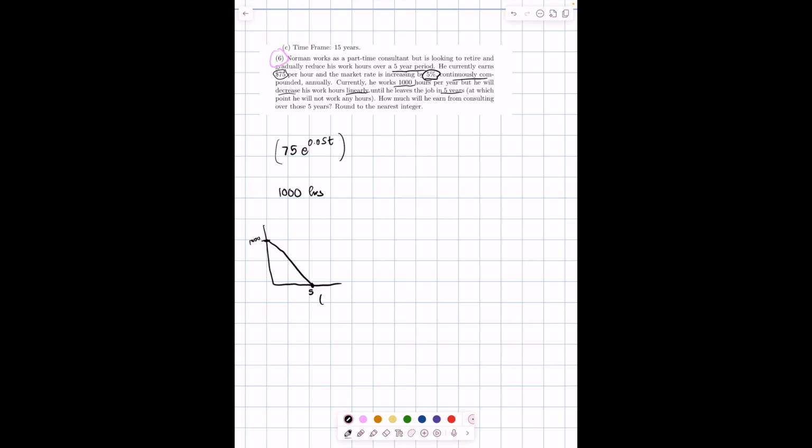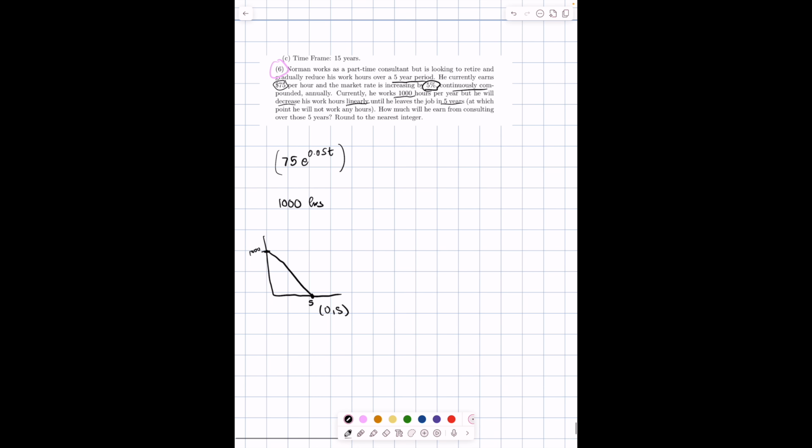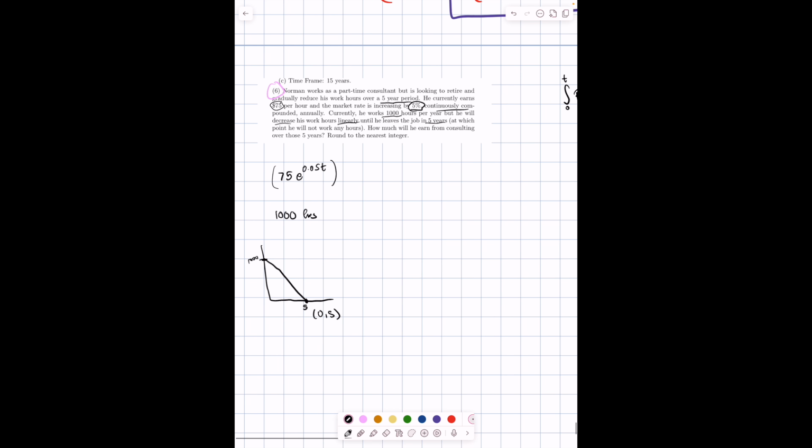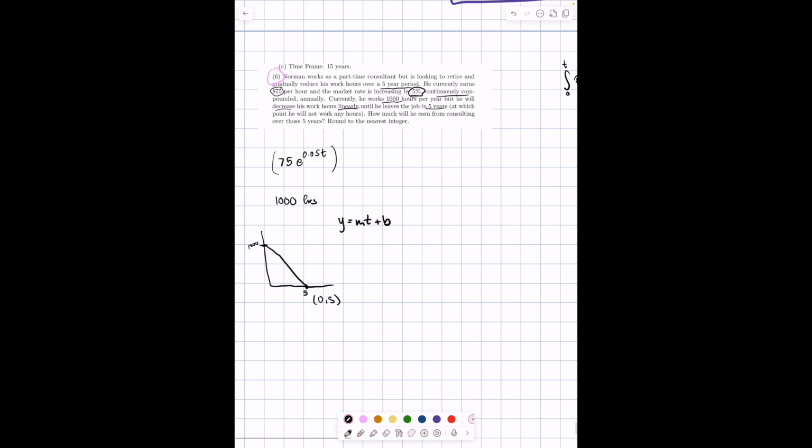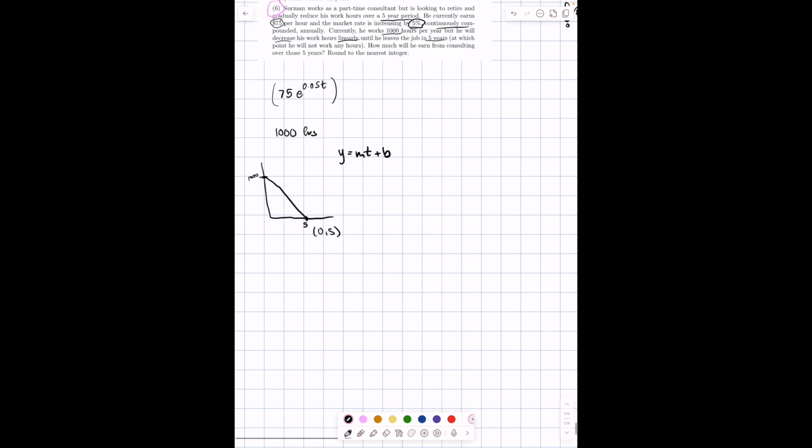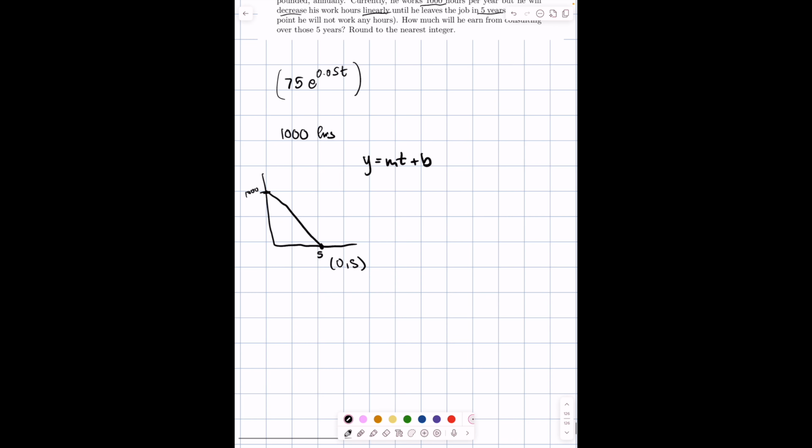It means that we have an x-intercept: x is equal to 5, y is equal to 0. We need this point to lie on our graph. So we need to solve for the function that represents this kind of decrease. And because it's linear, we know it follows the form y is equal to mt plus b. Here I replaced the usual x with t, as in time, but you treat it the same as x.